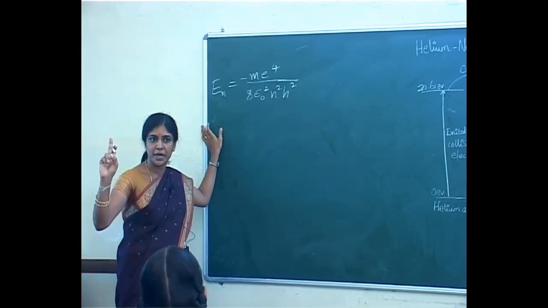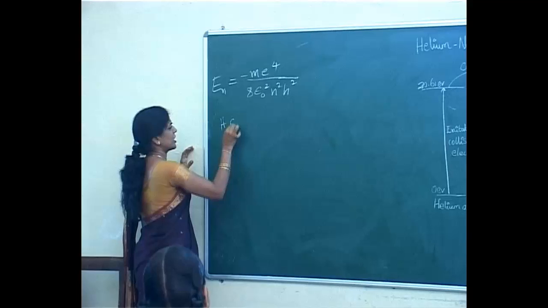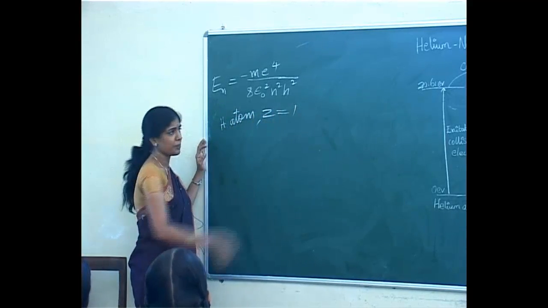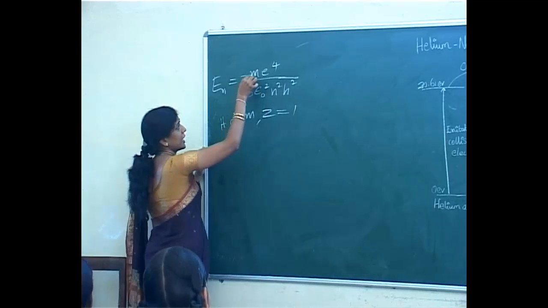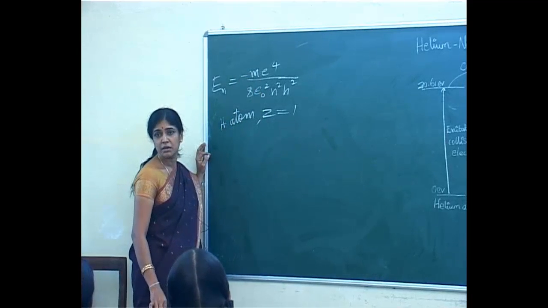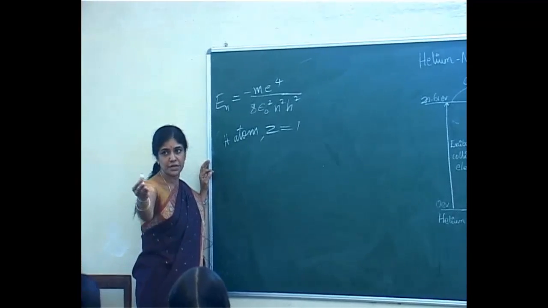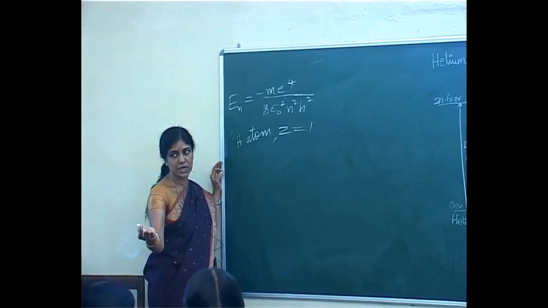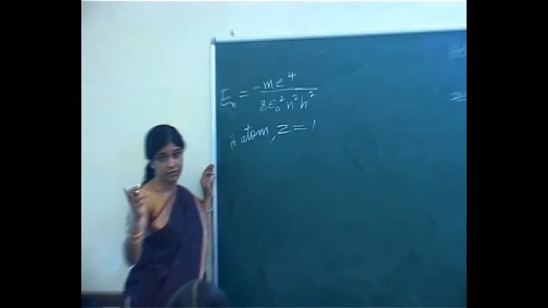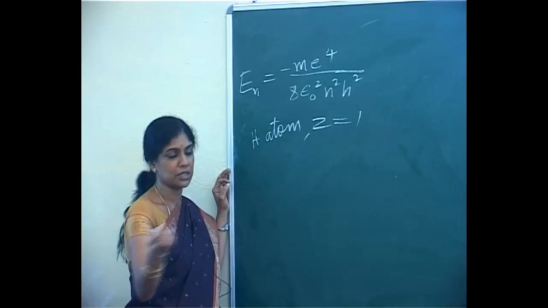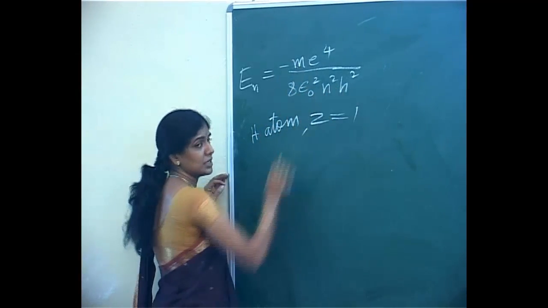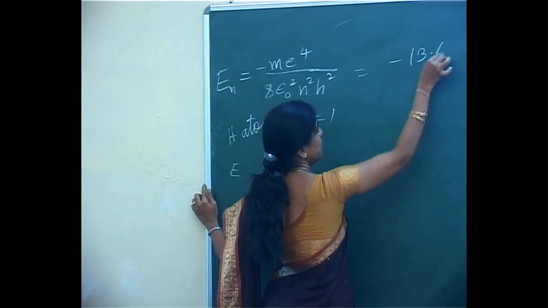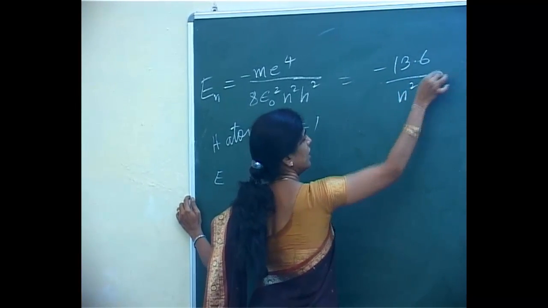The hydrogen atom's atomic number is 1. Now in the equation, m is the mass and e is the charge, a constant value that won't change. 8 and epsilon naught are also constant values. n, the order, will change. h is Planck's constant. Substitute all the constant values and simplify, and we get this value: minus 13.6 by n square eV.